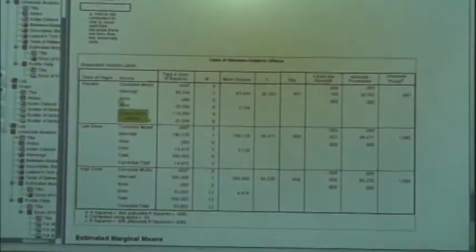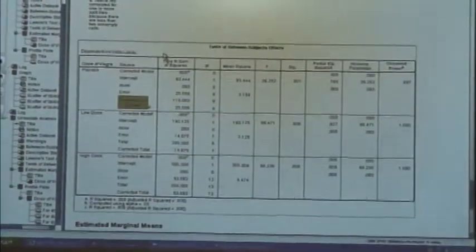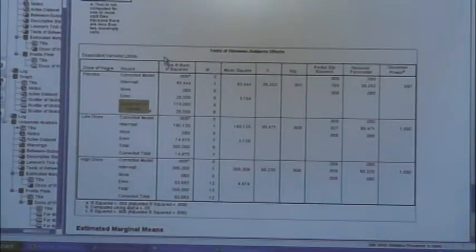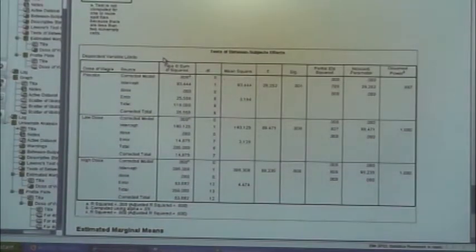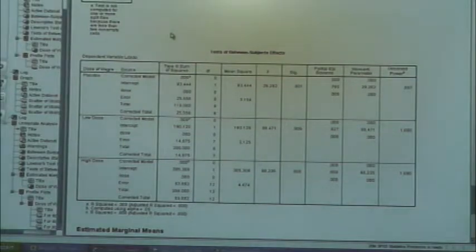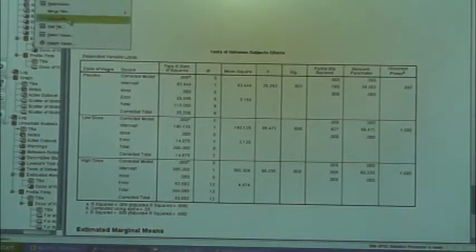So, what do I got here? No, I don't think that makes any sense. Never mind. You've got to take the split file off.